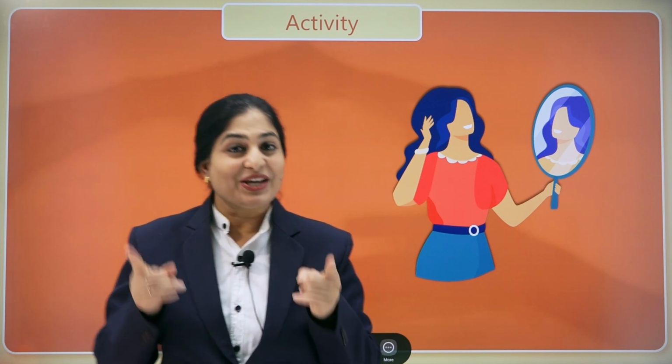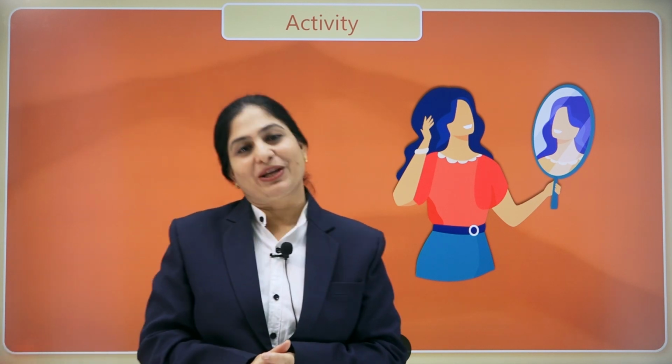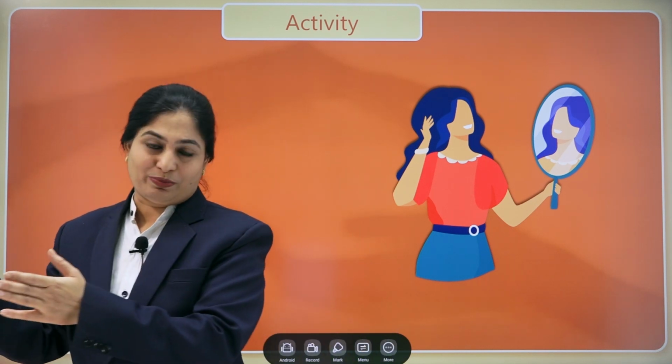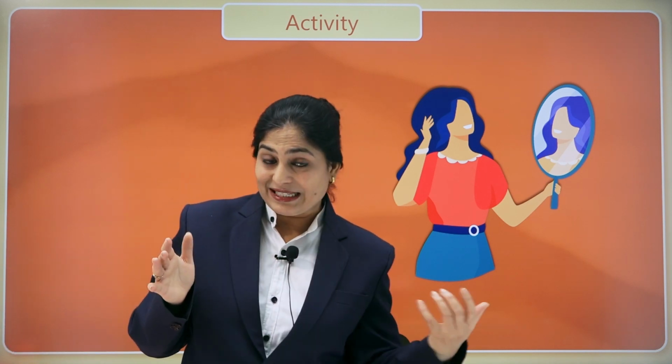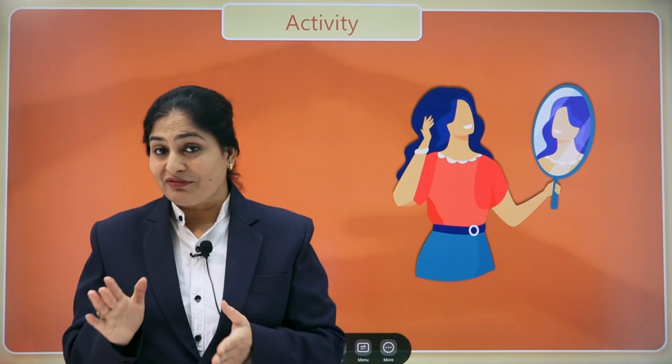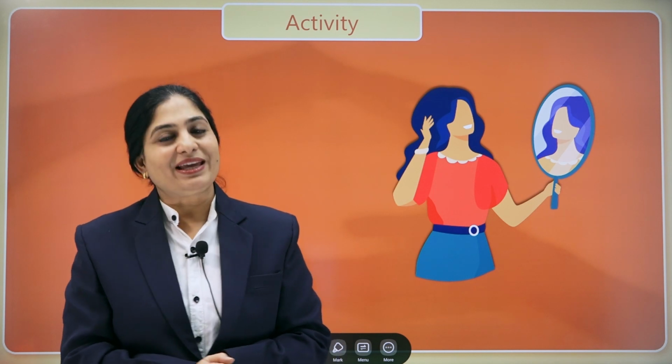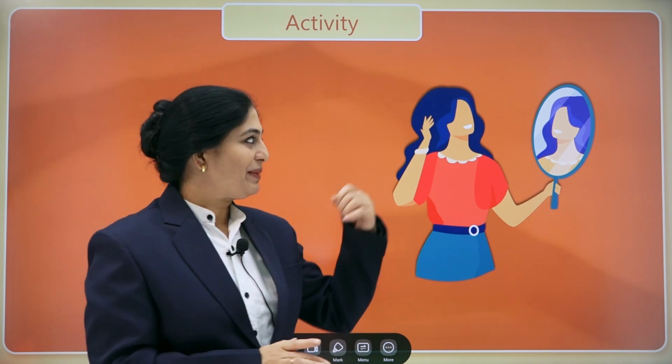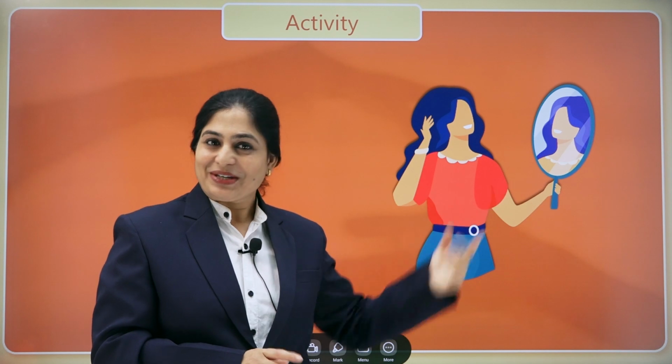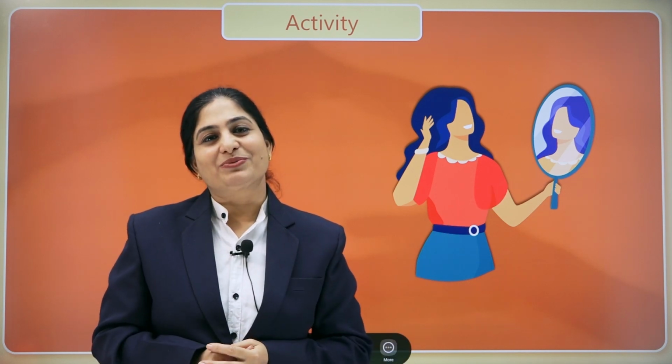So yes, your mirror is an opaque object because it doesn't allow light to pass through it. Rather, it reflects the light completely, and because of that complete reflection, we can see a clear and sharp image in the mirror. So your mirror is an opaque object.